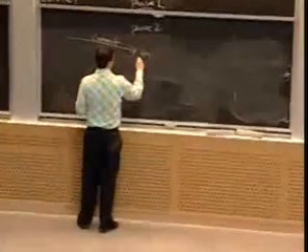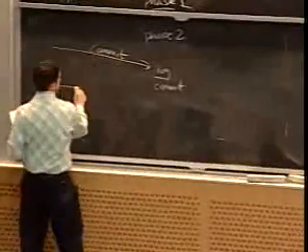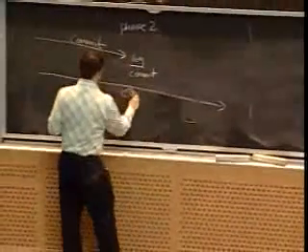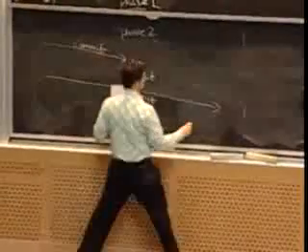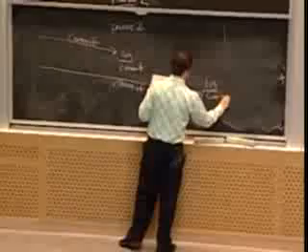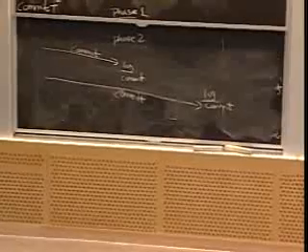A is going to write a log record that says commit. And then it's going to do the same thing, send a message to B that says commit. And similarly, B is going to write a log record that says commit. Okay? So this is the basic two-phase commit protocol.